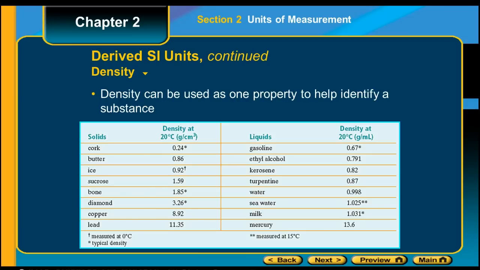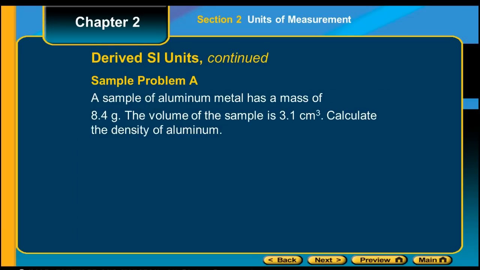Now, water is essentially 1.0. In this example, it says 0.998 grams per milliliter. Things that have a density less than water will float in water, and things that have a density greater than water will sink in water. So you have to make a comparison of the densities of the substances to see what's sinking and what's floating. Here is a sample problem.